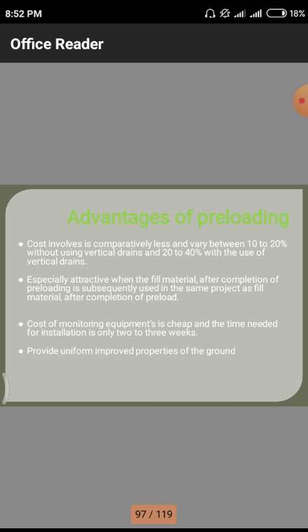If the number of vertical drains is more, we have a huge amount of construction cost. That means we need to drive holes into the soil, so that water comes from those holes and is drained off. If we employ more vertical drains, the cost will be high. If we employ fewer vertical drains, the cost will be low. It will vary from 10 to 20% and 20 to 40%.